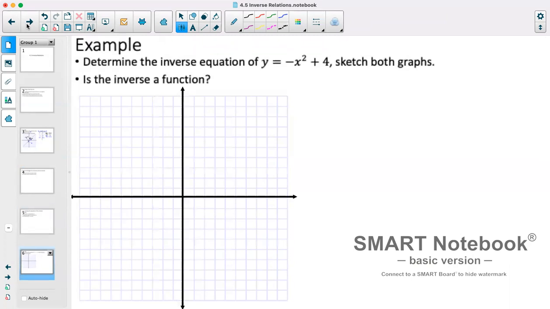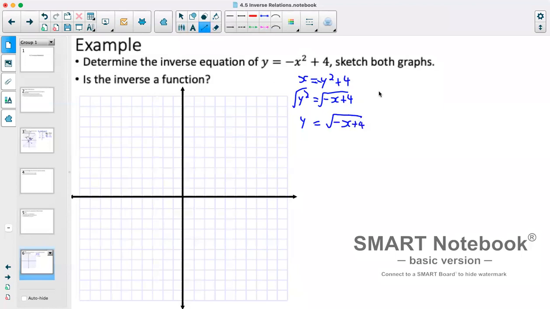Determine the inverse equation of y equals x squared plus 4, and sketch both graphs. Is the inverse a function? First thing, coming up with our inverse equation, I replace my y with an x, and I replace my x with a y. I'd probably move this y squared to the other side to make it positive, and move x to this side to get it away from our y. Take the square root of both sides. So y becomes the root of negative x plus 4.